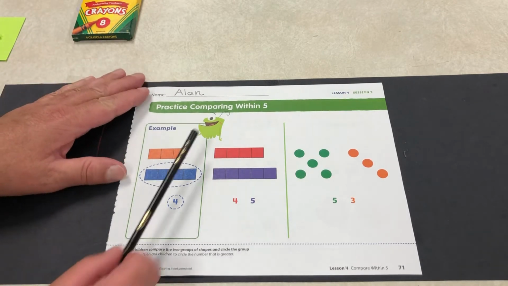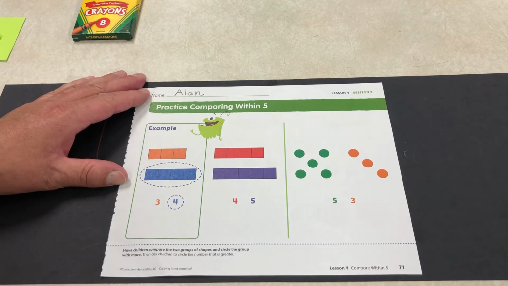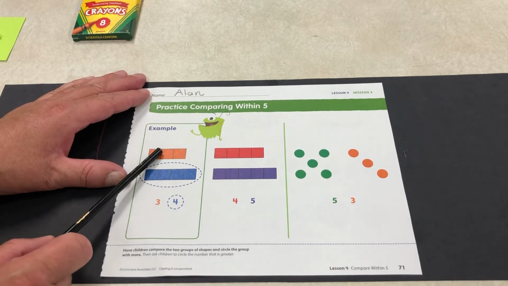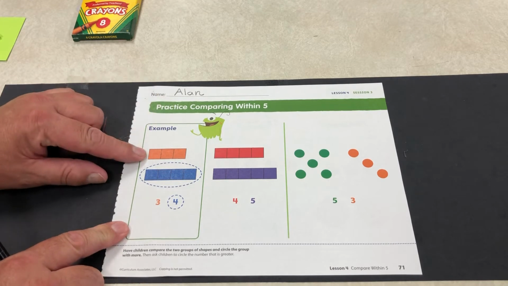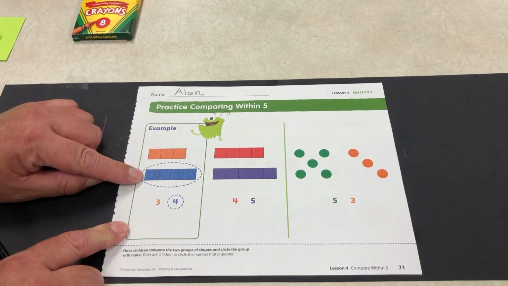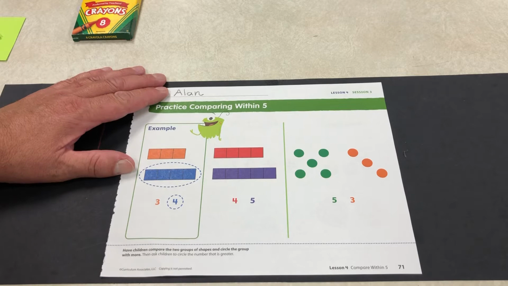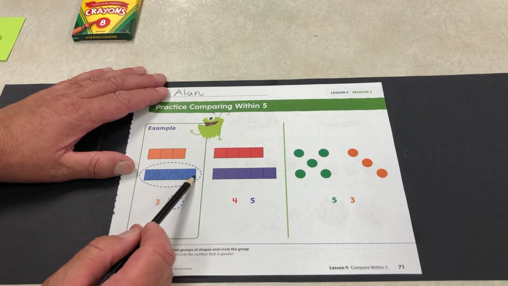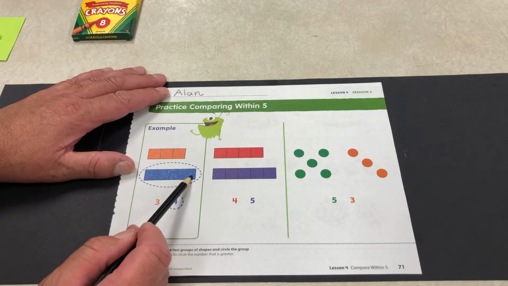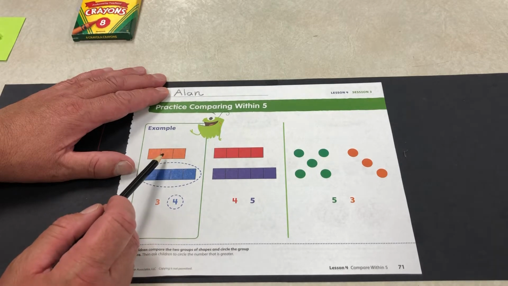So what this little character here is asking us to do is to look at these two groups of objects. We have orange objects and we have blue ones. And what we're supposed to do, and he helped us, was circle the group that had more. It looks like he's telling us that he thinks that there are more blue than there are orange.